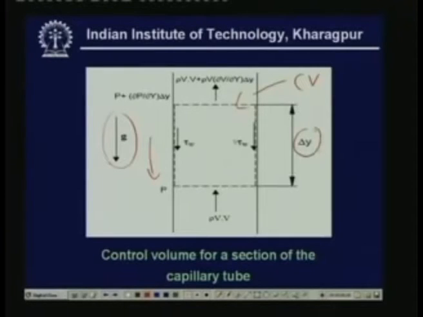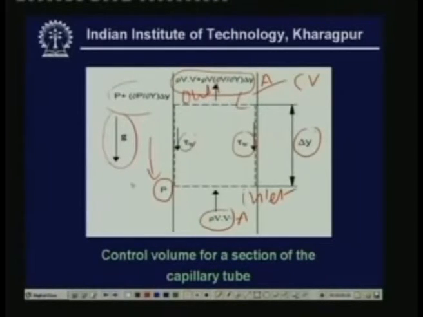It has, let us say, an elemental height of delta y, and this is the inlet to the control volume, and this is the outlet of the control volume. At the inlet the pressure is P, at the outlet the pressure is P plus dou P by dou y into delta y. This is obtained by applying the Taylor series expansion. Similarly at the inlet, rho V into V multiplied by the area is the momentum at the inlet, and this term multiplied by the area is the momentum at the outlet, and tau W is the shear stress acting near the walls.